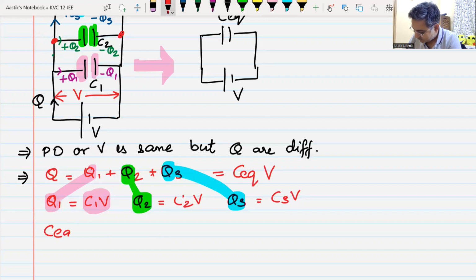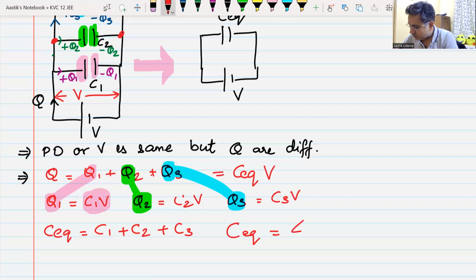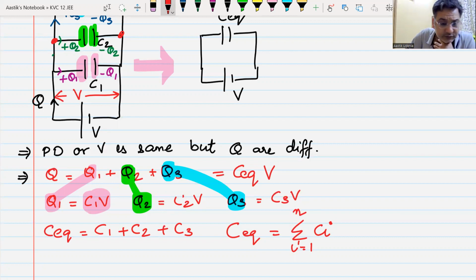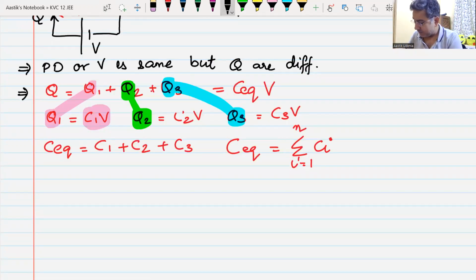And the end result that you are going to get is C equivalent will be equal to C1 plus C2 plus C3. Or if I write in general terms, C equivalent will be equal to the summation of Ci, i taken from 1 to n. I give you 1 minute to note it down. Okay.